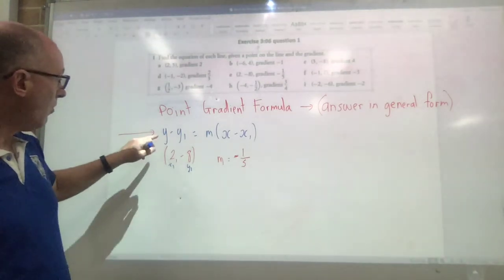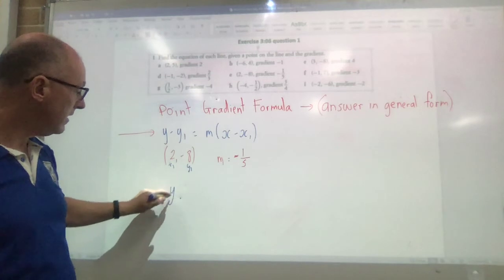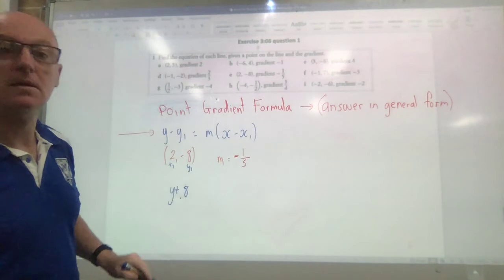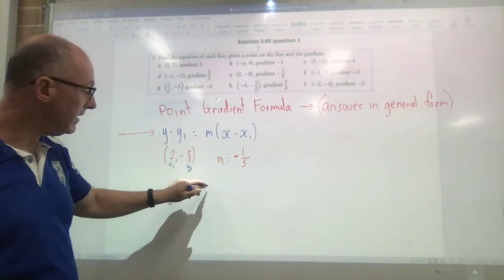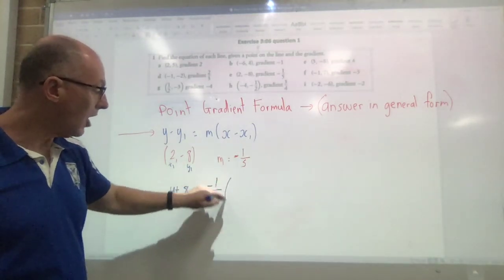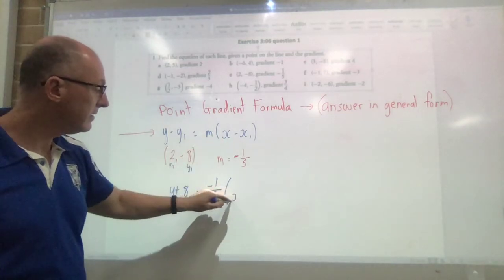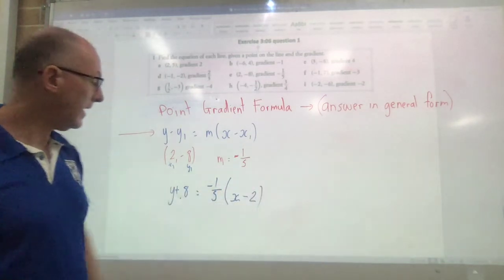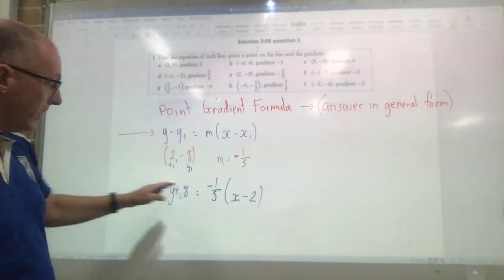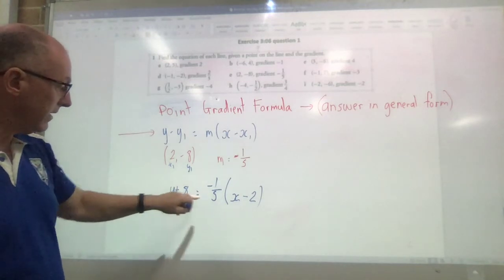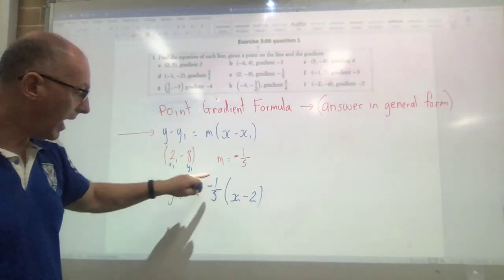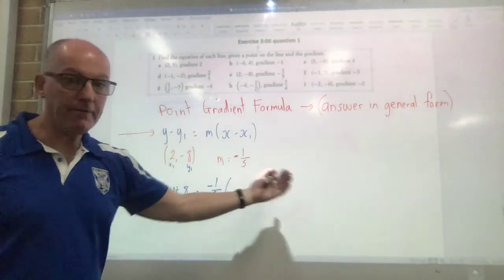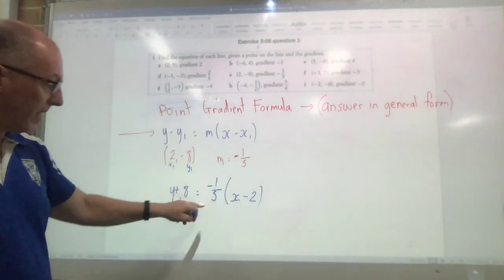Okay, so let's work. y minus y1. So y minus 8 is the same as y plus 8, equals, the gradient is minus 1/5, open bracket, x minus 2. Okay, so we've got it in the form that we want. We've substituted in the 3 values, 1, 2, 3. Our first problem is this fraction. I'm going to multiply both sides by 5. Forget about the minus, just worry about the 5 on the bottom.